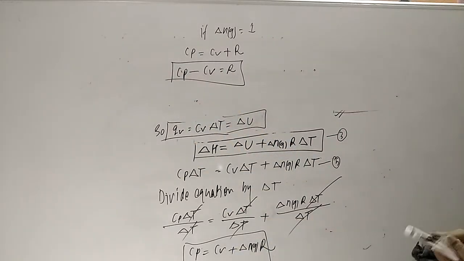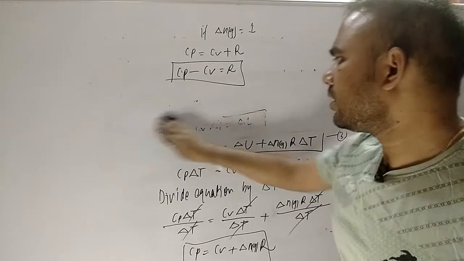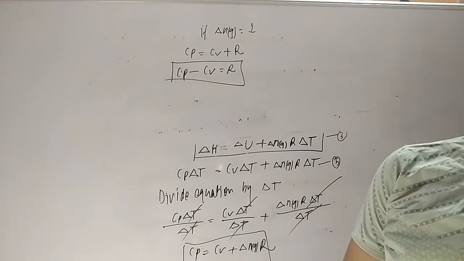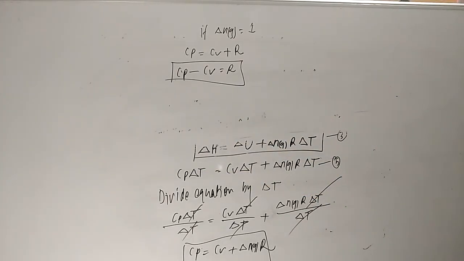This is all about the relationship between the heat capacity at constant volume and the heat capacity at constant pressure. I hope this video will be helpful, student.